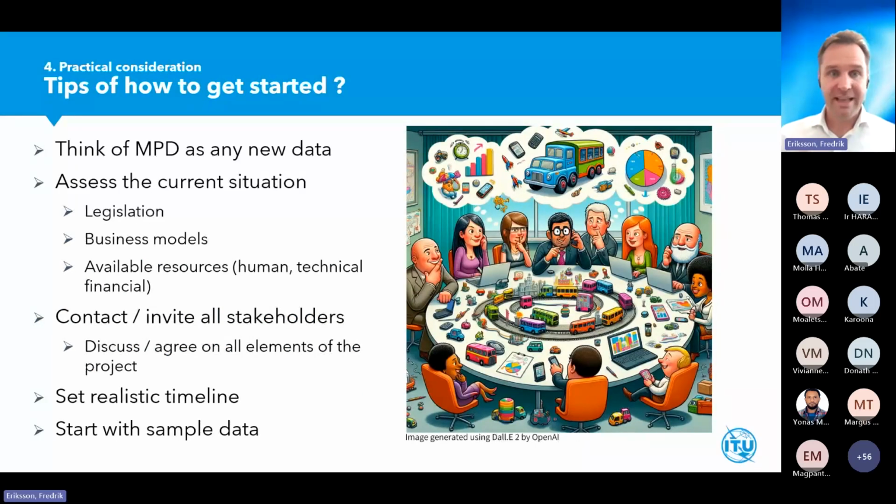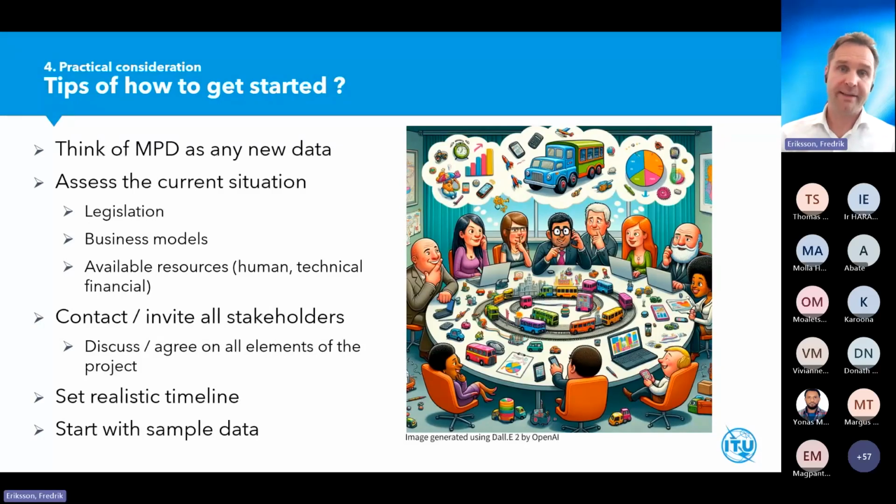So just lastly, a little bit on how to get started. One is it's important to think of mobile phone data as any new data, and how it can be valuable and relevant to the public. What is the value added of using mobile phone data? Which indicators could be used and developed based on the data? And treat it with the same security and confidentiality as survey data, for example, that is usually very strictly confidential according to the statistical laws.